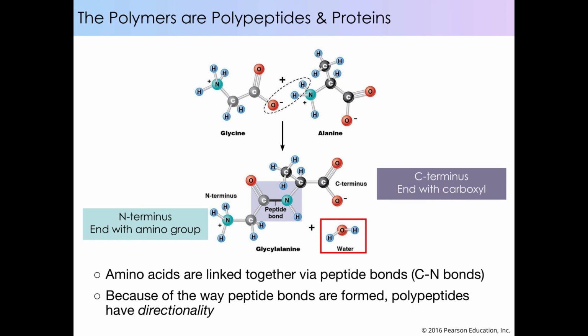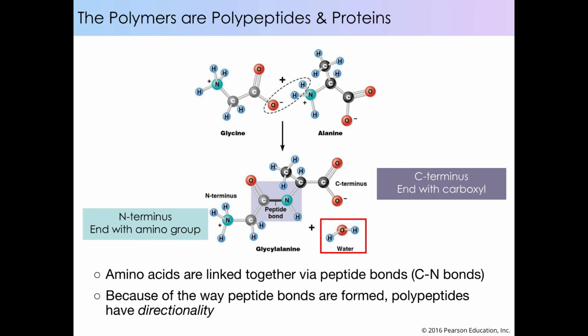As a consequence of the way in which polypeptides are synthesized, their ends are different. So this type of macromolecule has directionality. On one end, there is an amino group, so this is known as the N-terminus, and on the other end, there is a carboxyl group, so this is known as the carboxyl terminus or C-terminus.